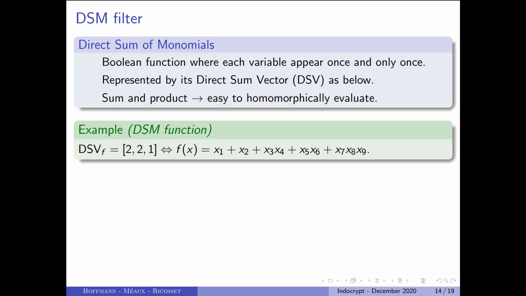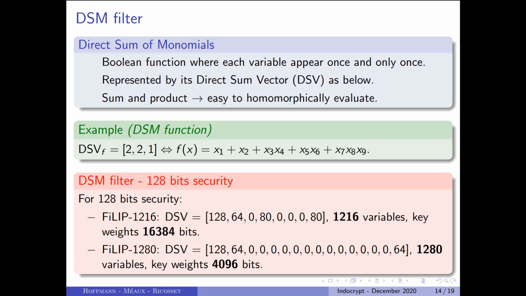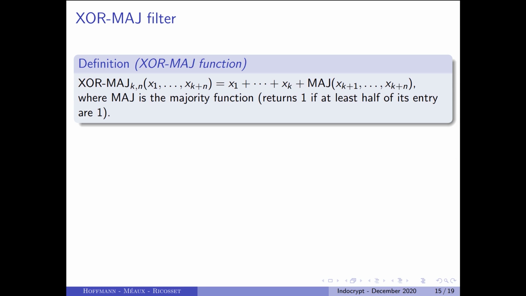It can be represented by a direct sum vector. There is an example in the slide, and it's pretty straightforward. Since it's just sum and product, it's easy to homomorphically evaluate. You just compute your sum and your product, as you would with plain text. So the DSM filters we used for implementation have around 1,200 variables, and they can be evaluated with as many homomorphic operations.